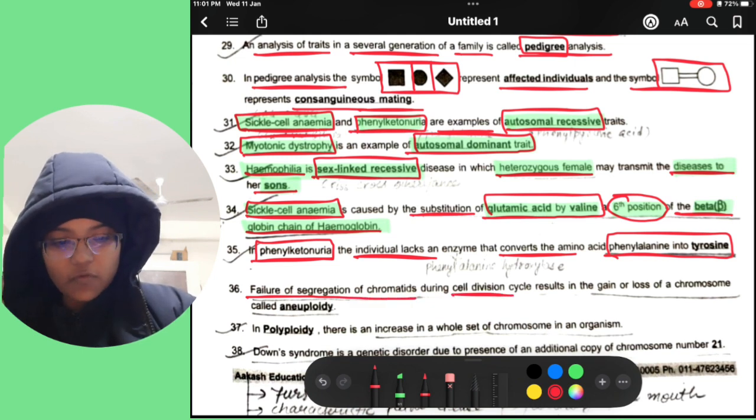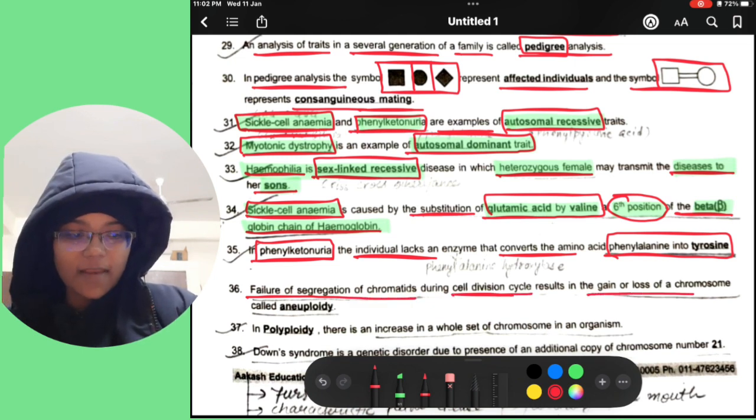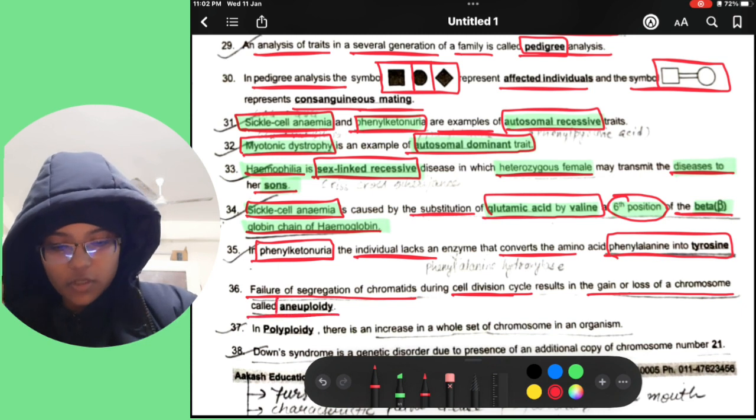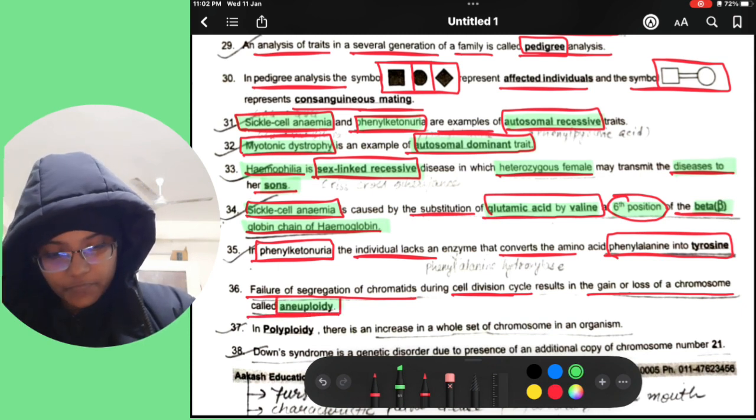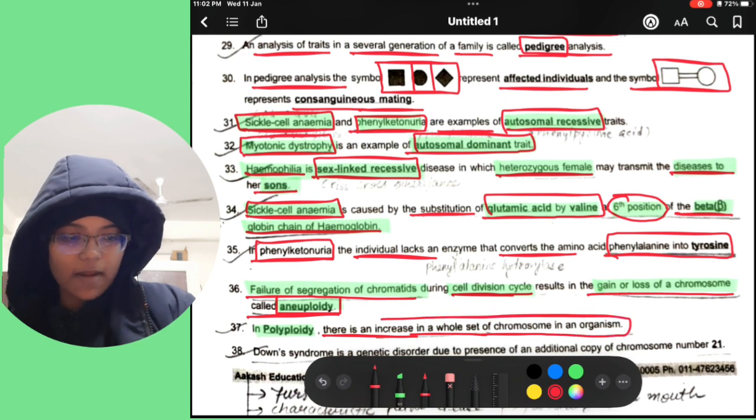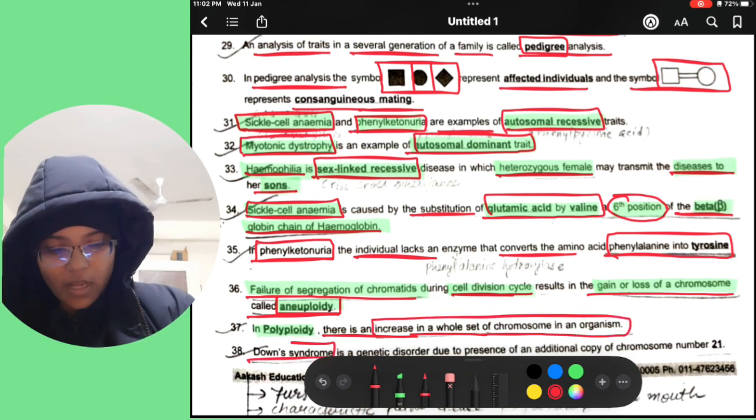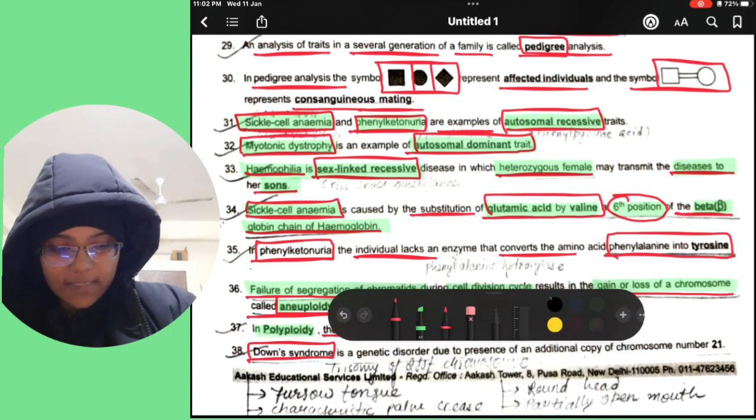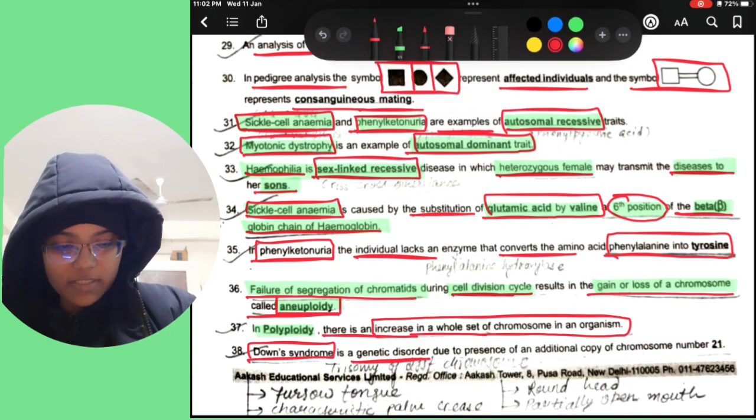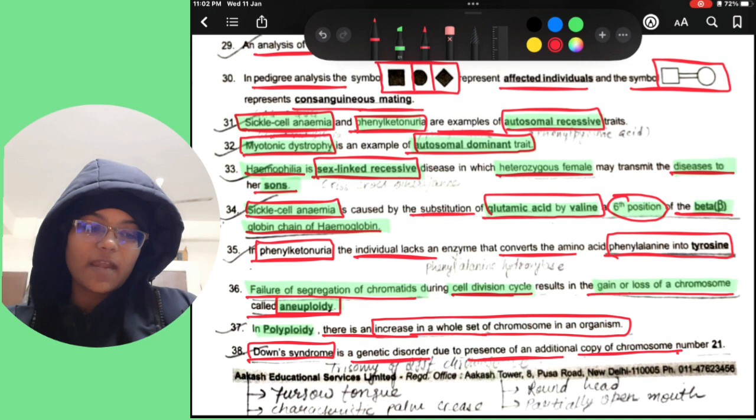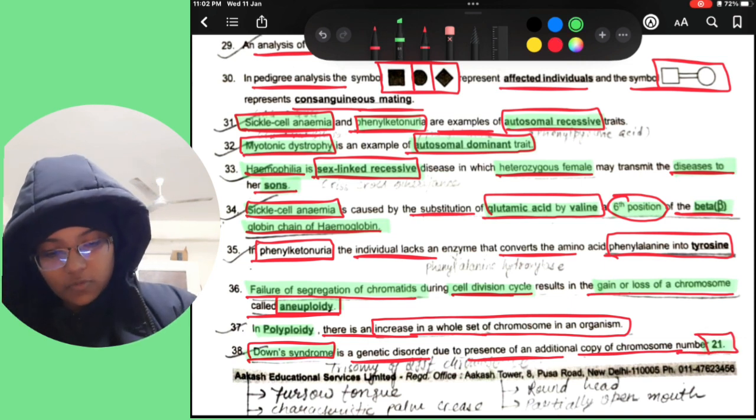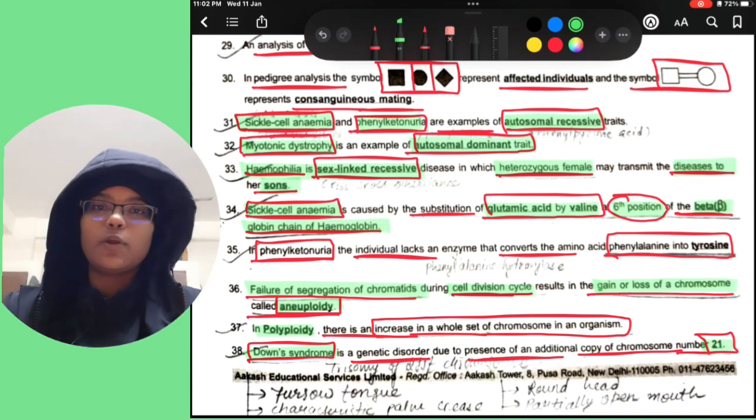Failure of segregation of chromatids during the cell division cycle results in gain or loss of a chromosome, called aneuploidy. In polyploidy, there is an increase in the whole set of chromosomes in an organism. Down syndrome is a genetic disorder due to the presence of an additional copy of chromosome number 21. What we see in Down syndrome is the trisomy of the 21st chromosome.